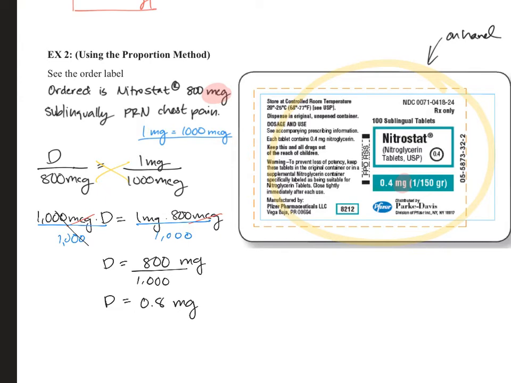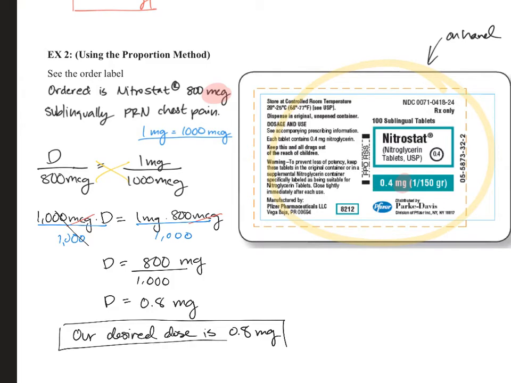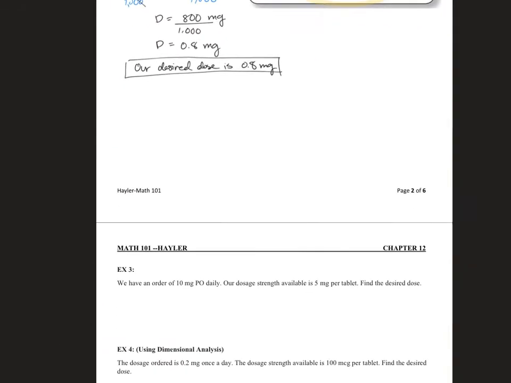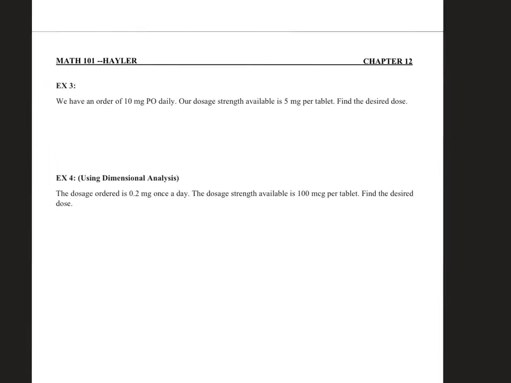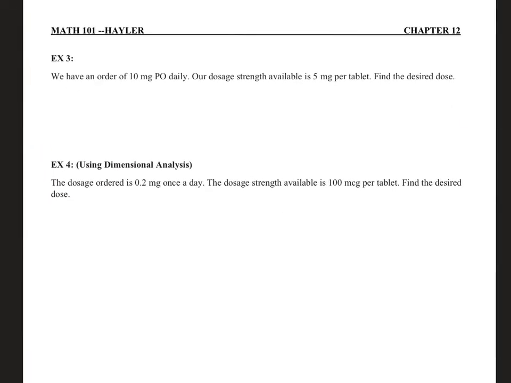So our desired dose is 0.8 milligrams. Okay, so we're just finding the desired dose at the moment. And let's take a look at example 3.